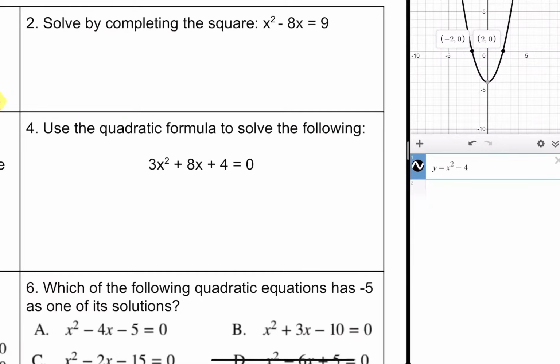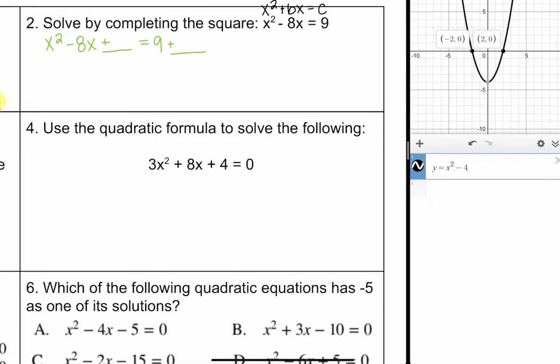All right, if you missed number 2, here's an explanation of how to do it correctly. Solve by completing the square. So when you're completing the square, you always want to have x squared plus bx equals c. And we have that, so that is wonderful. So now all we have to do is find the number that we're going to add on both sides. So we have x squared minus 8x, and we're going to add something on both sides.